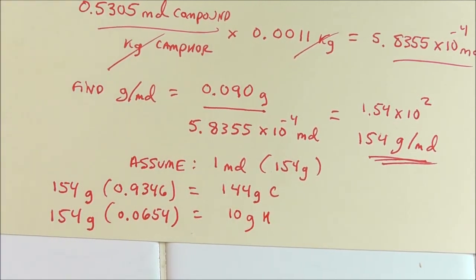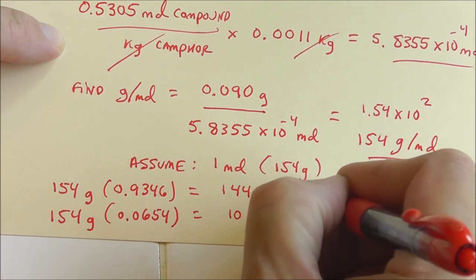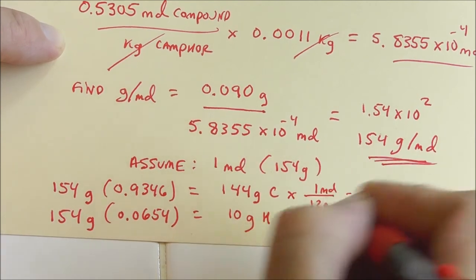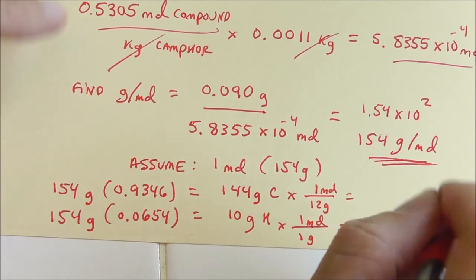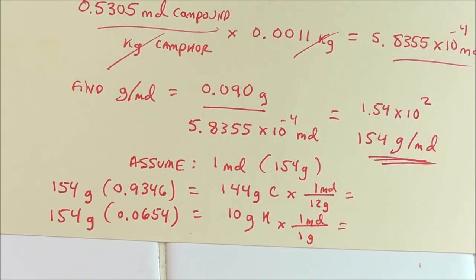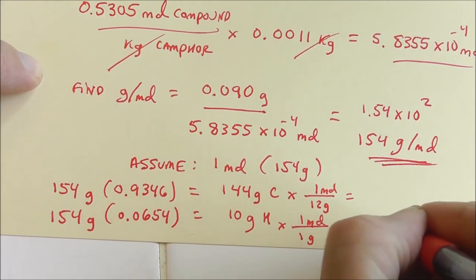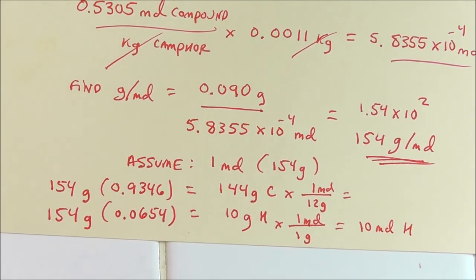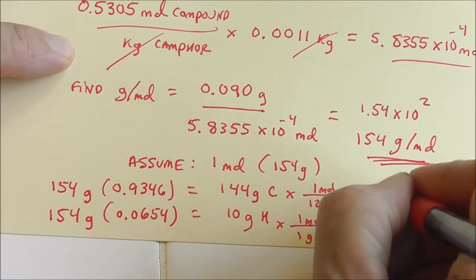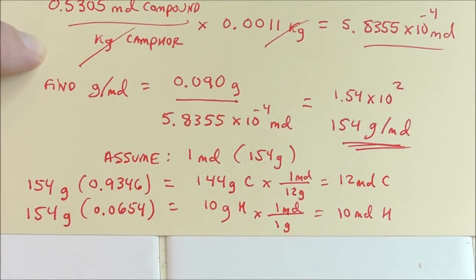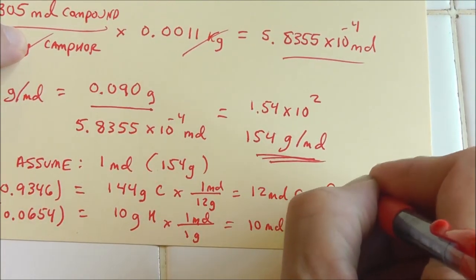Now, of course, that's not how you get a formula. I've got to divide by the molar mass, so 12 grams, 1 mole. Hydrogens are so nice. 1 gram, 1 mole. Notice I didn't even do 12.01 and 1 because I'm going to come up with a round number. So that is 10 moles H. And then 144 divided by 12 is, well, 12. 12 moles C. So the formula is C12H10.